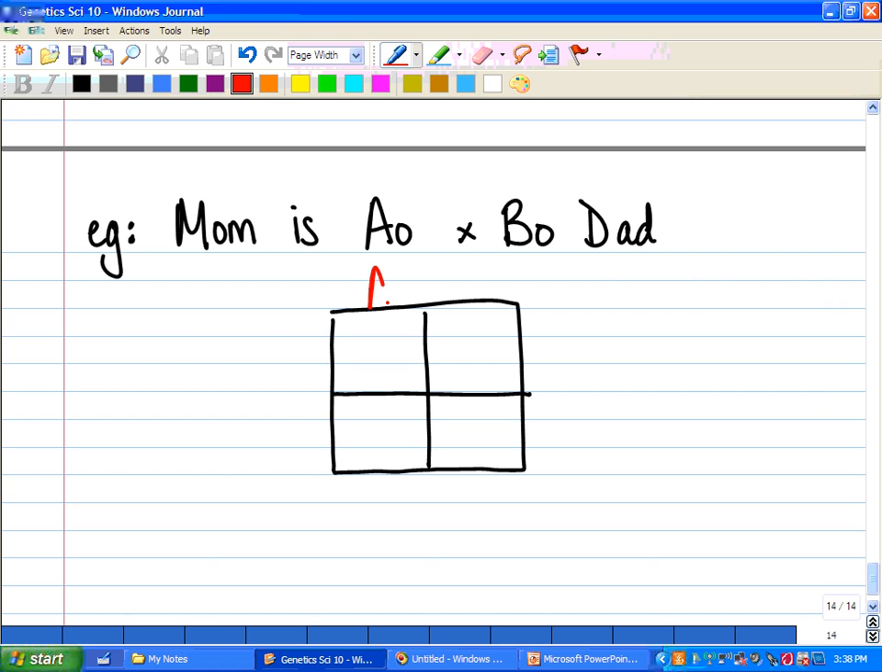So we run our Punnett squares that we're hopefully getting used to. Let's put mom along the top just for fun. So she's AO. Dad is BO.